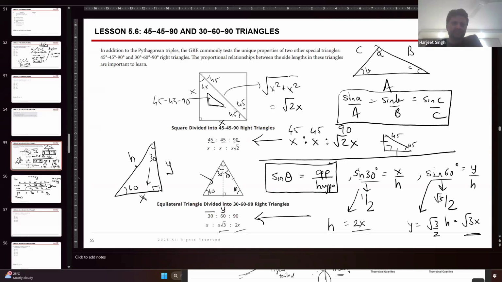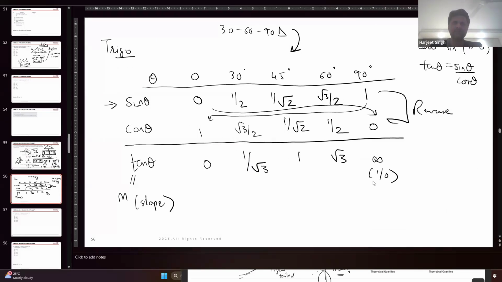So I never try to remember all this. This 45, 45, 90 is easy because 45, 45 will be the same, x and x, and 90 will be definitely higher as compared to x. So it should be x root 2. And I just remember the basics. Sine theta is opposite by hypotenuse. Sine 30 and sine 60 is what we should remember. That's it. So let's solve a few problems.